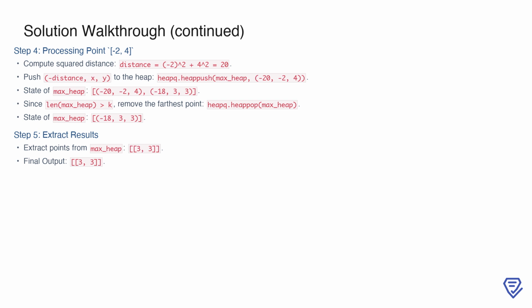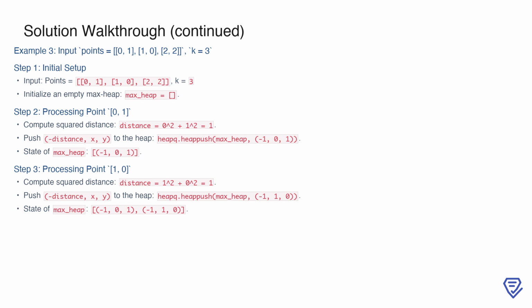Finally, we extract the points in the heap, which gives us [3, 3]. This represents the single closest point to the origin, so the output is [3, 3]. In this example, the input points are [0, 1], [1, 0], [2, 2], and k equals 3, meaning we want all 3 points since k equals the number of input points.